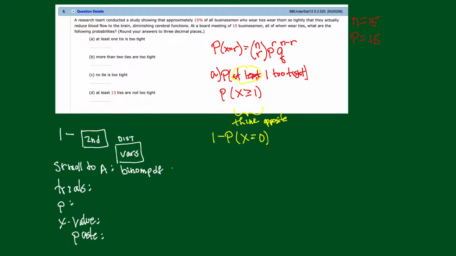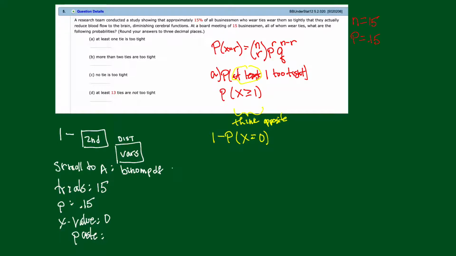Now what you see is trials. Put in the number of trials. We have 15 businessmen, so put in 15. For probability of success on a single trial, for us that's 0.15. And for the x value, we want 0 successes. Now go down to paste, press paste, and press enter.